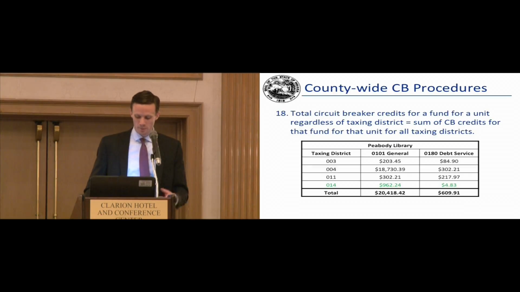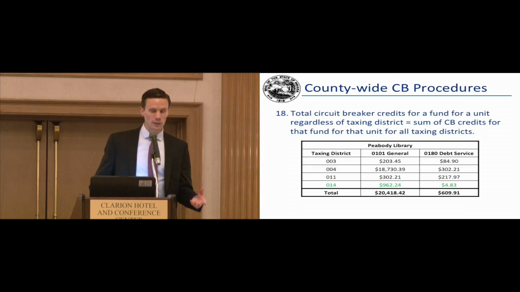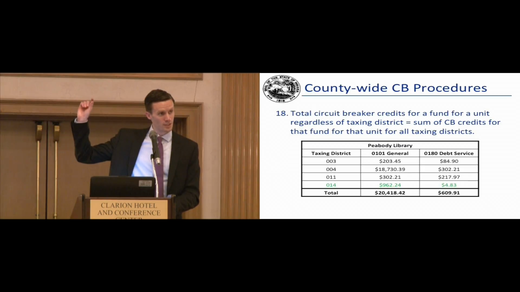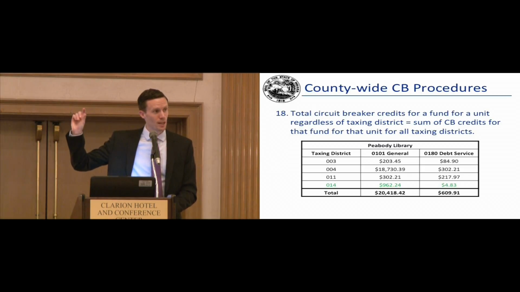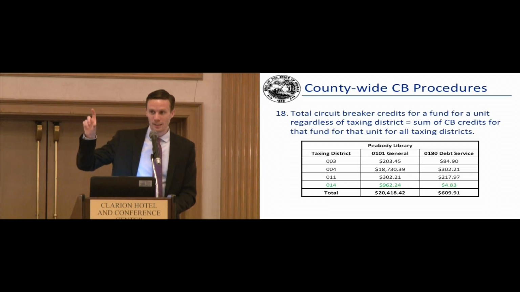some of the amounts that we've talked about so far, figuring out what that total district rate's going to be, figuring out what Peabody Library's total percentage is going to be. So again, this is the 6% proportion that we calculated earlier, and that's taken by dividing Peabody Library's total rate by the total rate for all the units within that taxing district.